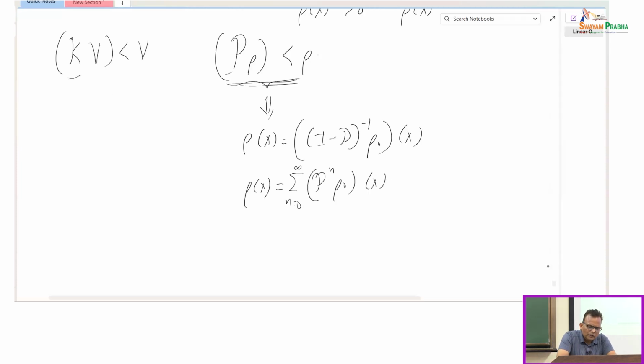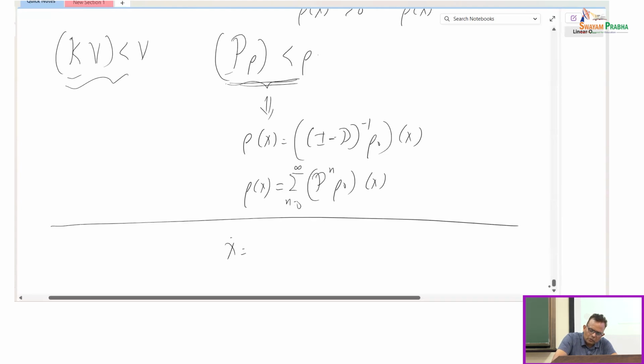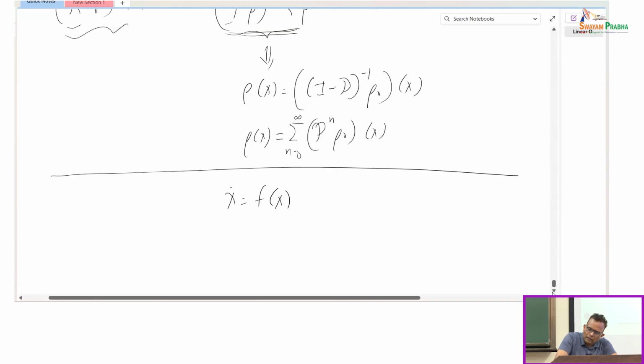so as I said, this is the condition for discrete time. One can write this condition equivalently in continuous time as well. So for a continuous time system, if you have x dot equals f of x, what will this equation look like? So kappa v.